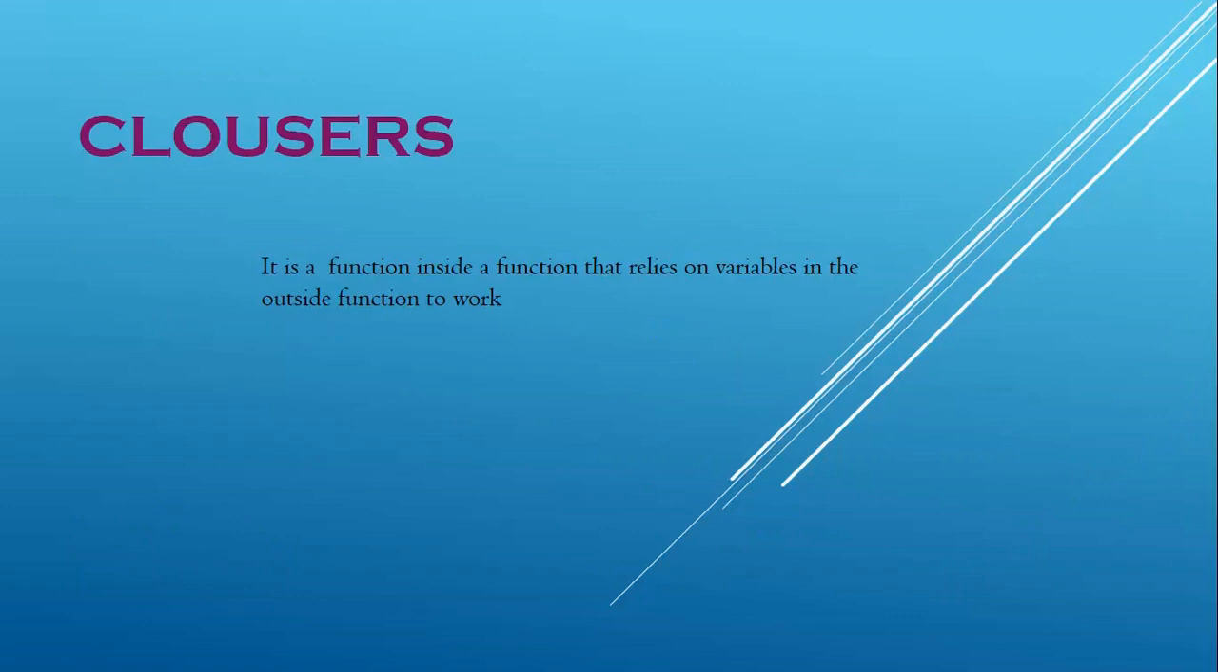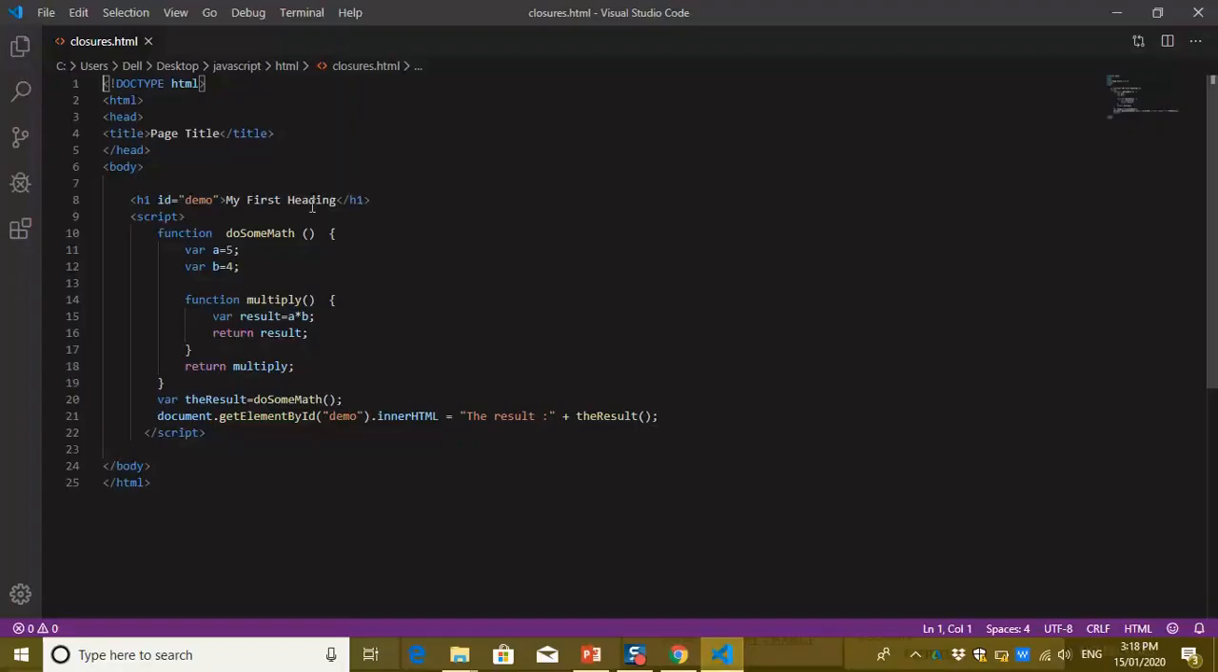Now we have closures. Let's understand them directly by a demo. Here I have a function that is named doSomeMath, and inside this I have two variables a and b. After that I have a nested function multiply, and within that I have a variable result that holds the value of a multiplied by b, and after that I return the result. And I am returning multiply inside doSomeMath because it works as a variable for this function.